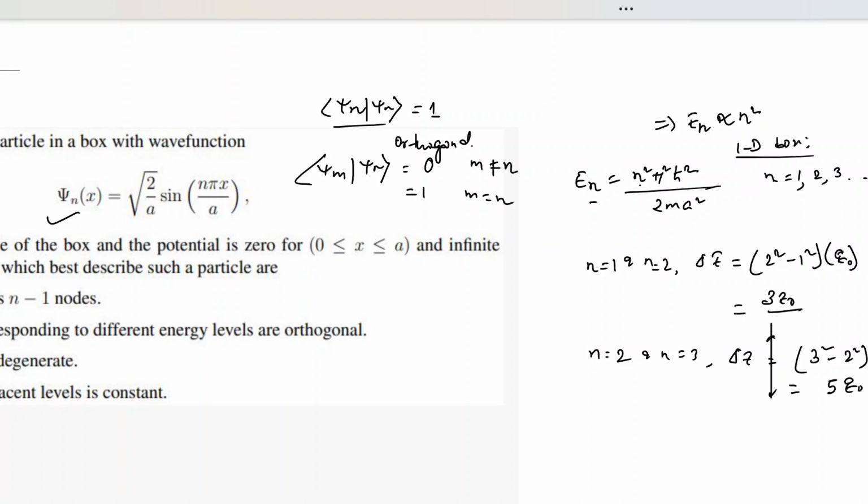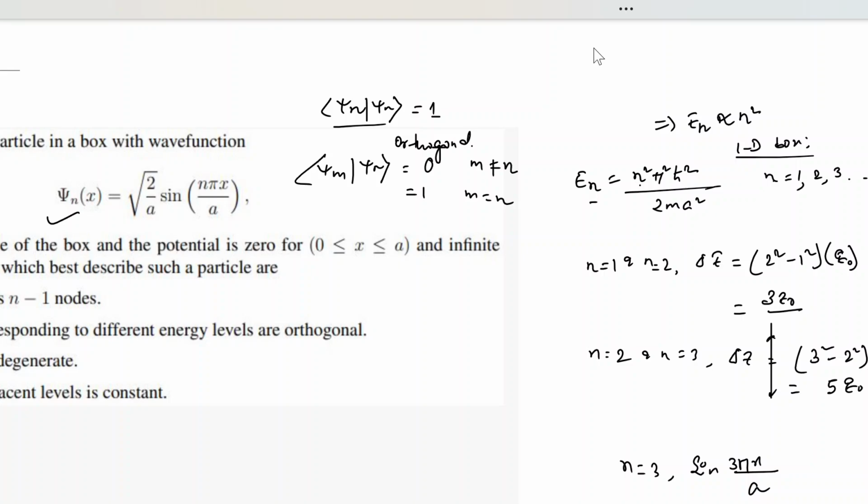Similarly, you can check another point and you will be sure that this has a trend, because if you look at the n equal to 3 case, then it is sin 3 pi x by a, right? Then you will see that this will cross the x-axis twice.